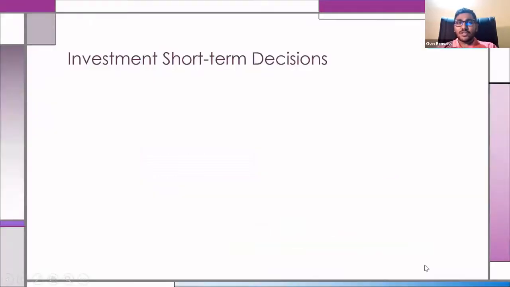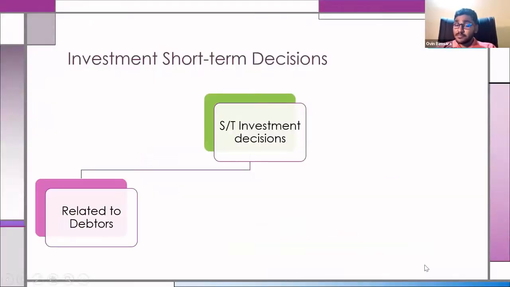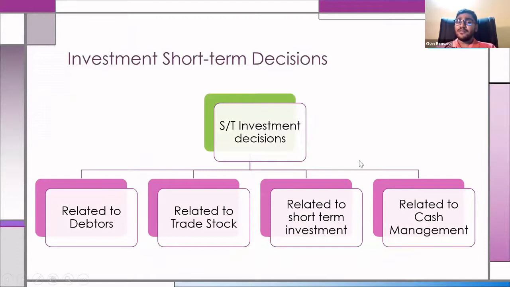In terms of the short-term decisions, in terms of investments, we have four decisions related to debtors. That means we have sold goods on credit and now we need to recover them. Or related to trade stocks, the stocks that you have invested in, whether you are going to keep them until you receive dividends, or whenever the share price goes up, are you going to sell them to get a capital gain, need to be decided.